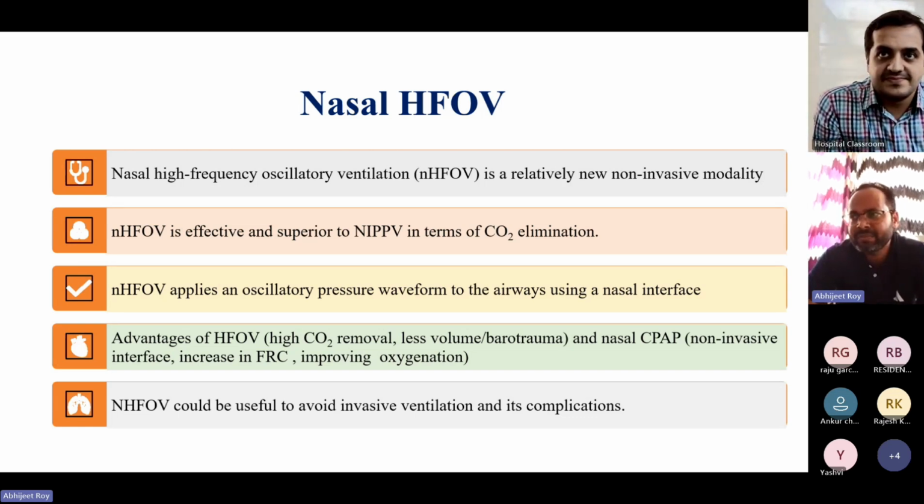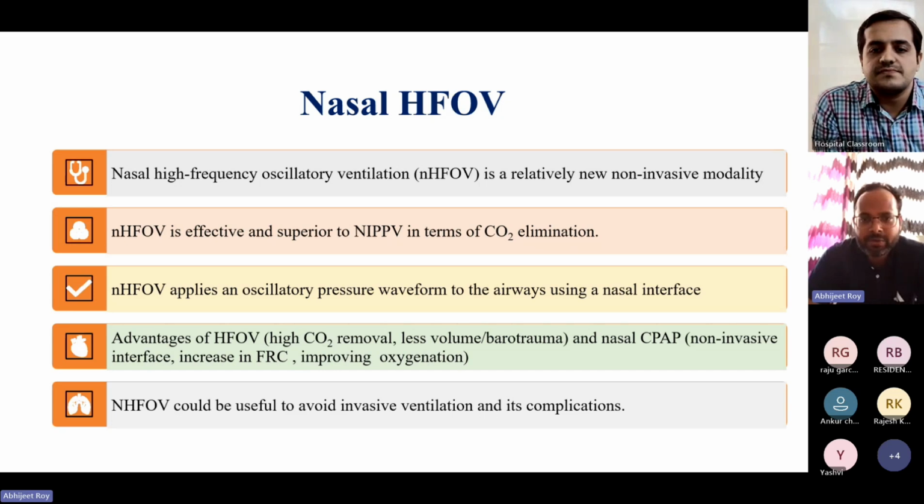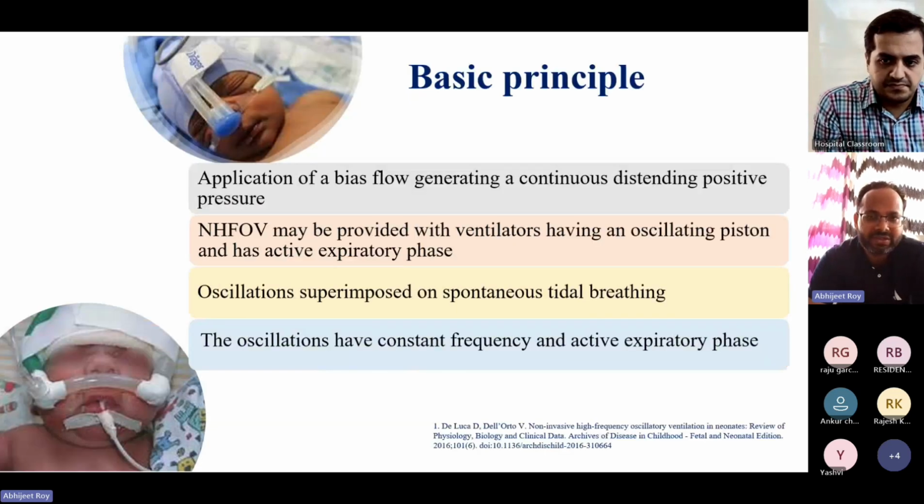So which type of interface? Mostly it is preferable to use nasal prongs compared to a mask. Advantages: it helps in high carbon dioxide removal, less volutrauma, less barotrauma, and is a less invasive interface. It helps in maintaining the FRC and improving oxygenation. So it can at times be useful in avoiding the need for invasive ventilation and therefore its complications.